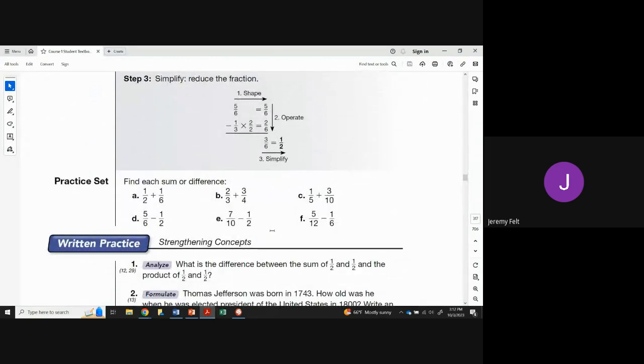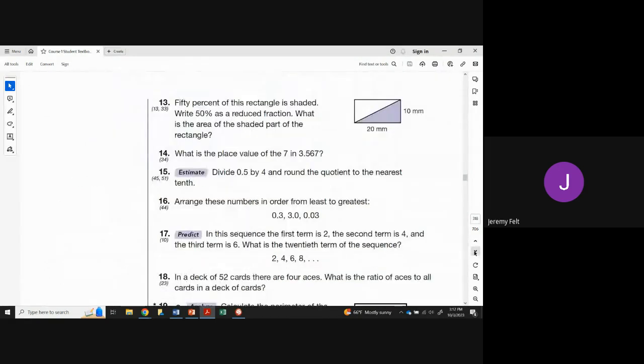Okay, practice set, we'll do these together. We need common denominators, and then we need to reduce or simplify. That's really the only difference from this to what we did in a previous lesson.